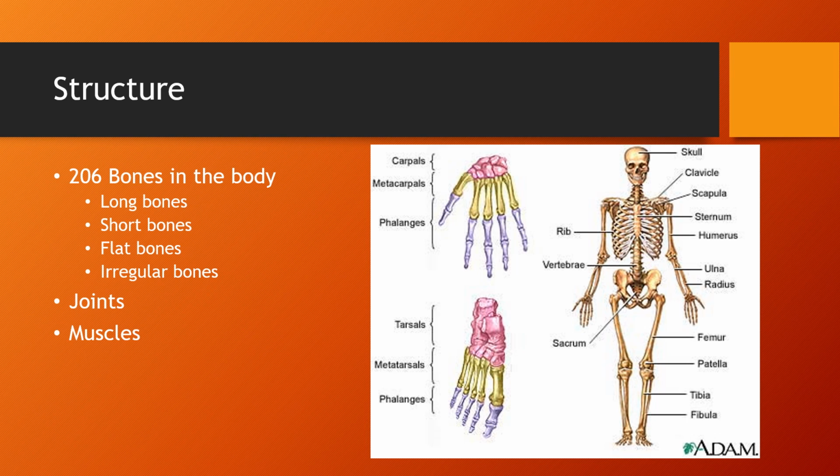All in all, there are 206 bones that make up our bodies and our skeletal structure. And again, these are made up of different types of bones: the long bones, the short bones, flat bones, and irregular bones. In addition to the bones, we have joints, and these are where the bones meet. We'll talk more specifically about the different types of joints in a future slide. And then muscles as well. So the musculoskeletal structure is made up of our bones, joints, and muscles.